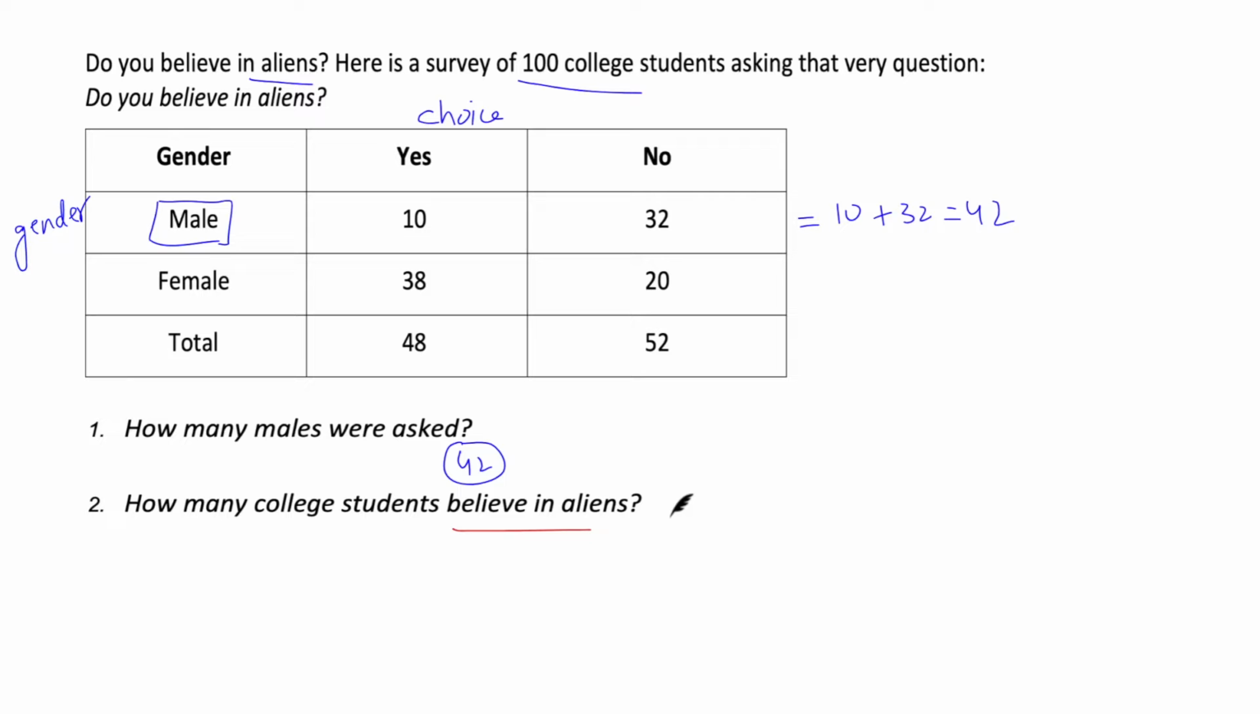The second question is, how many college students believe in aliens? You can also rephrase the question like this: how many of the students said yes? So now we are looking at this column. 48 students said yes. That's the answer to this question. We are not asked how many students were male or how many were female. That's not the question. We are simply asked how many students in total believe in aliens, and that's 48.